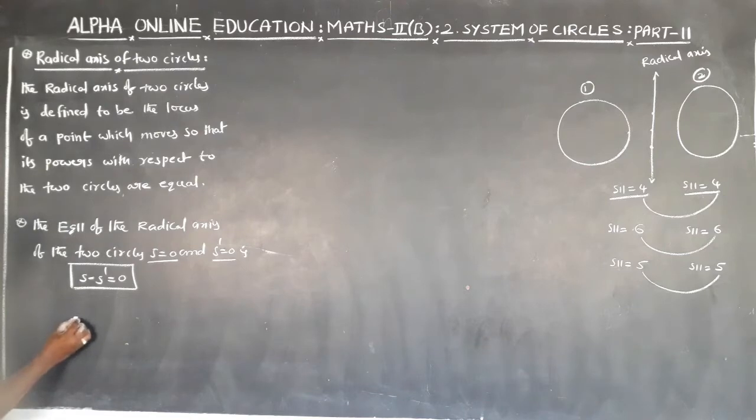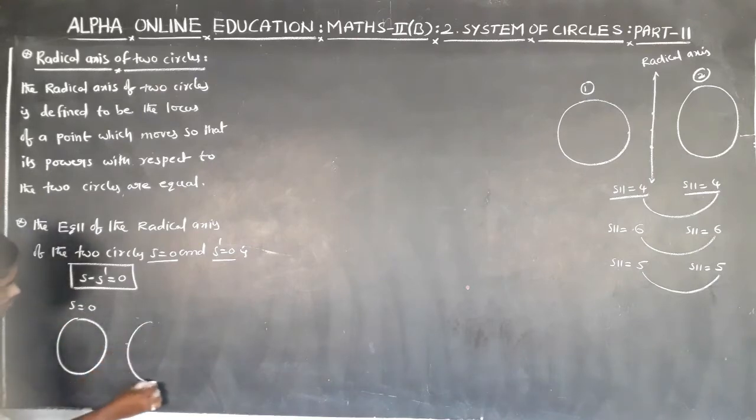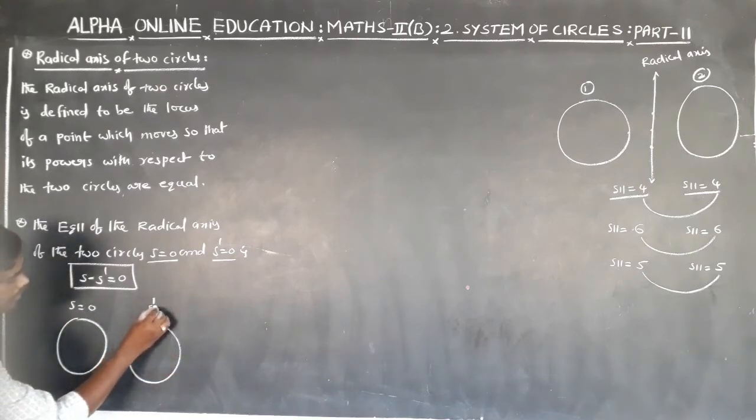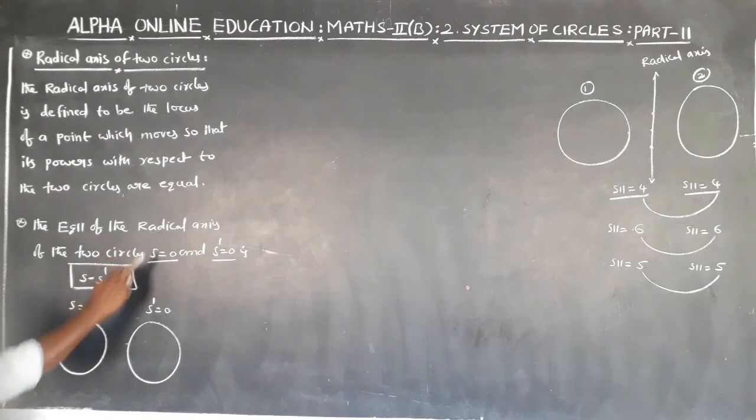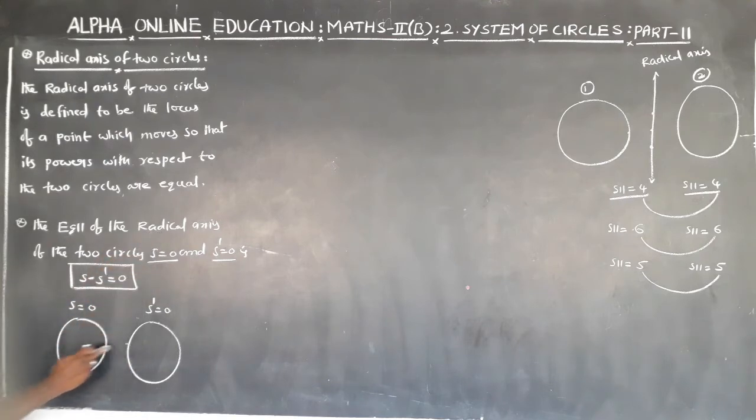This is the equation of the first circle, S is equal to 0. This is the equation of the second circle, S dash is equal to 0. The radical axis of the two circles is S minus S dash is equal to 0.